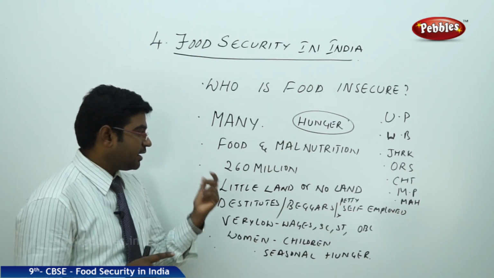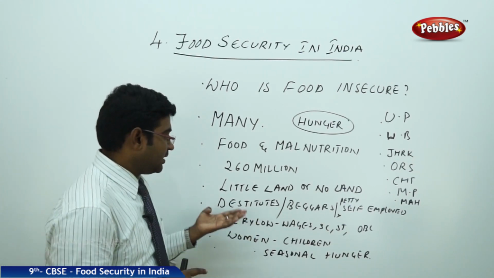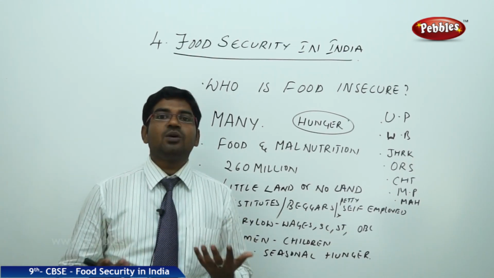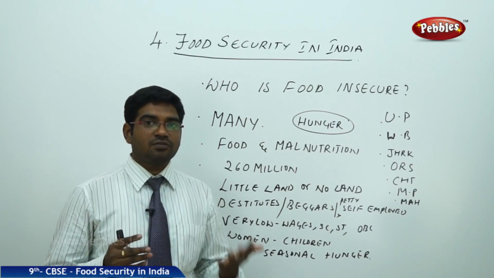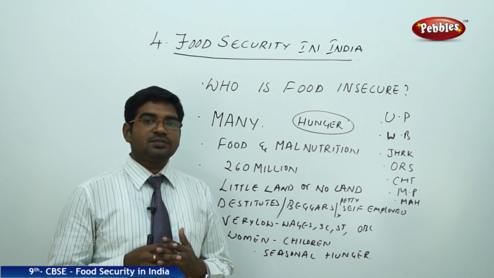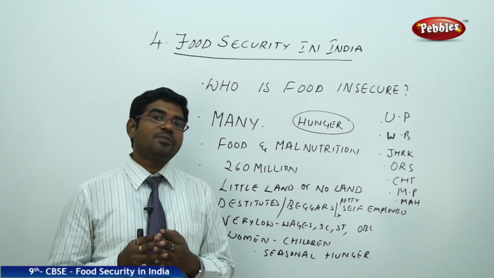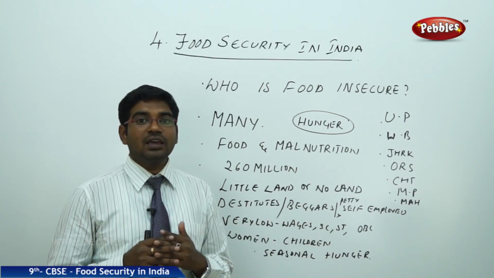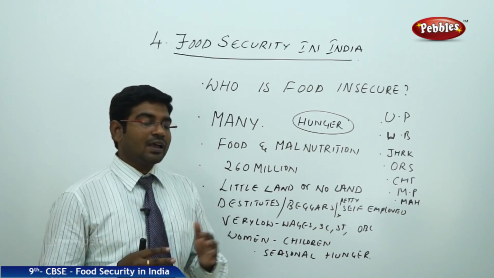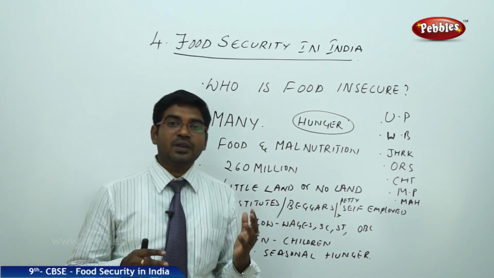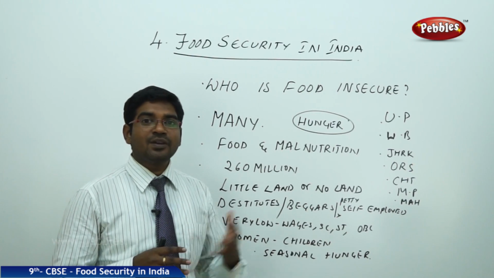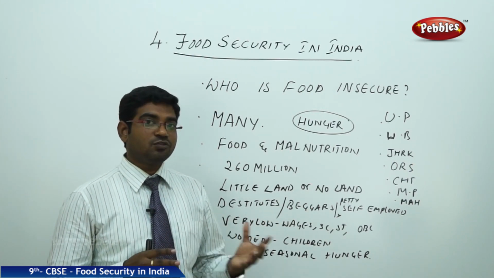Moving on to the next category of people, like destitutes who don't have anyone to take care of them: the orphans, the beggars, even the aged people are left out. Nowadays the trend is that aged parents are left out as destitutes by the younger generation, and they spend their lives in old age homes where they struggle hard to get food.